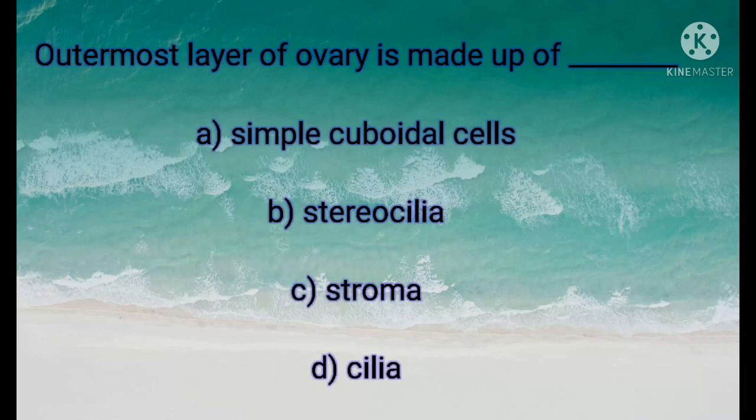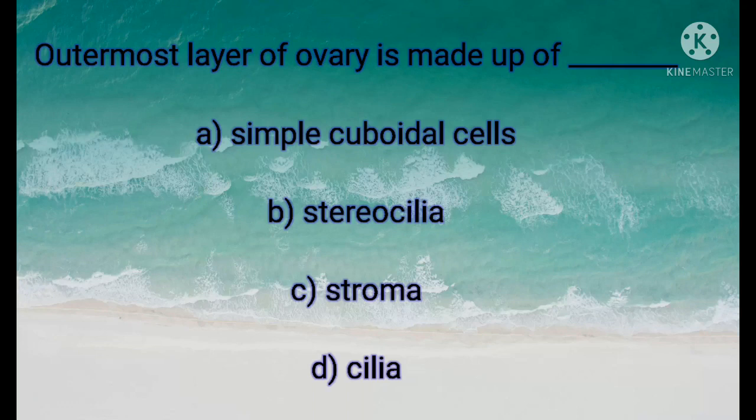Here the next question is: the outermost layer of the ovary is made up of, outermost जो layer आहे कुणाचा, ओव्हरीचा, is made up of. First option here is simple cuboidal cell, second is stereocilia, third is stroma, and last option is cilia. Actually stroma and simple cuboidal cells are both parts of the ovary. Stroma is the central part of the ovary, and simple cuboidal cells are the outer layer of the ovary.